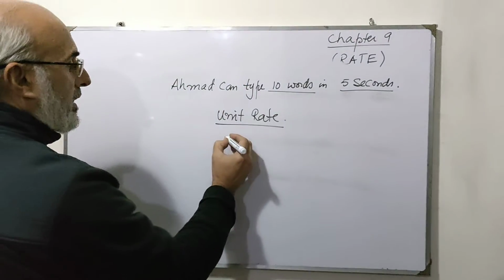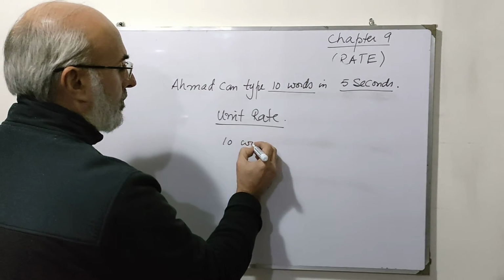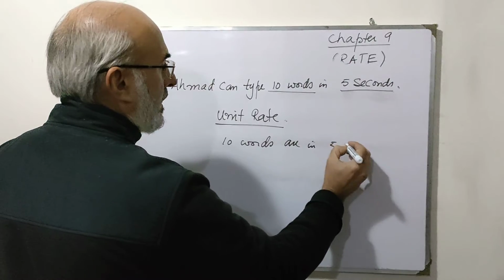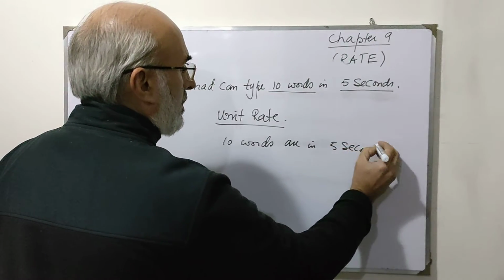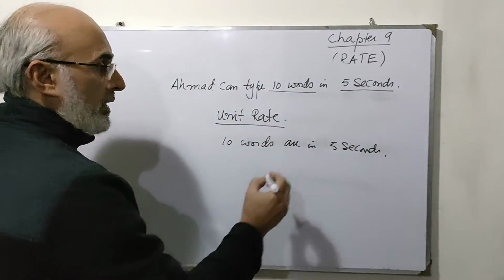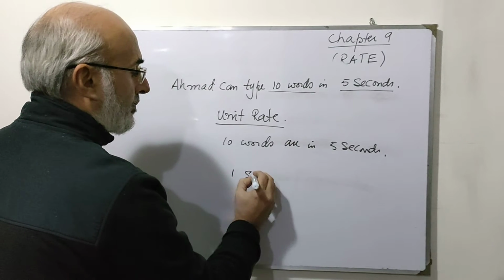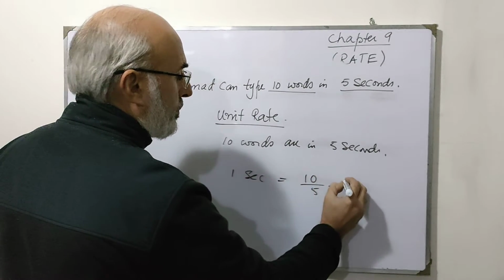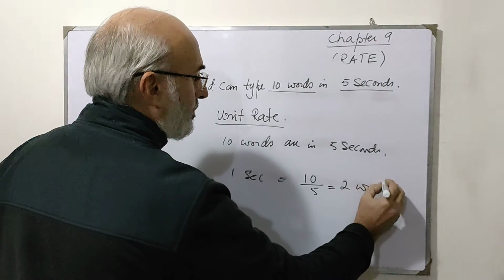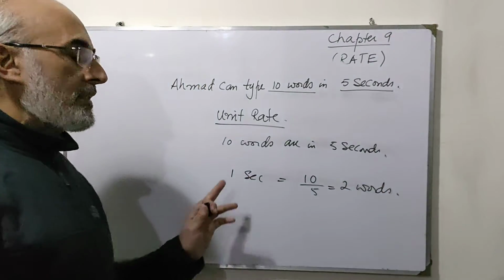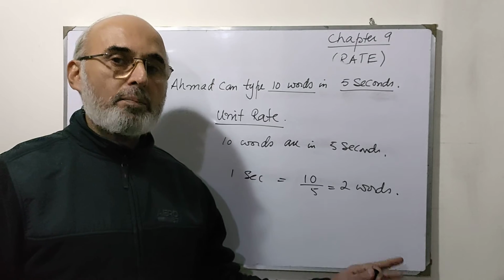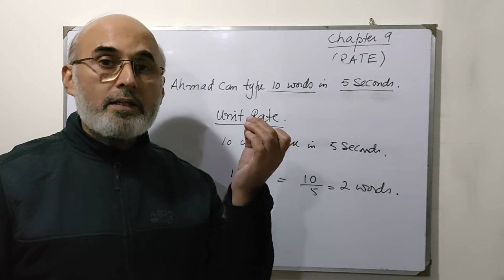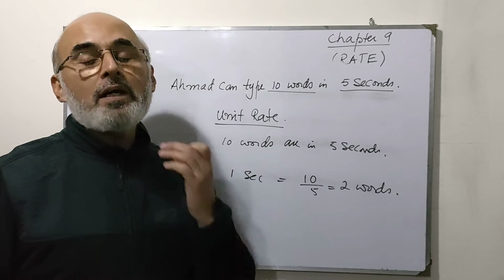So if 10 words are in 5 seconds, what will happen in 1 second? In 1 second, it will be 10 divided by 5 is equal to 2, which is 2 words. So in 1 second, Ahmed can type 2 words. This is the rate, the per second rate, right?